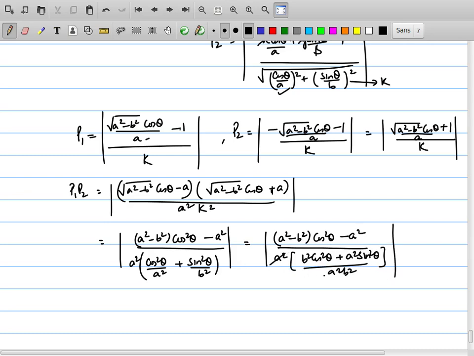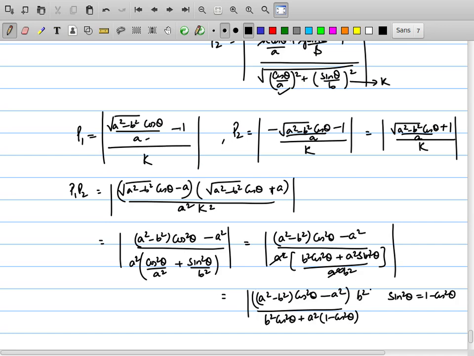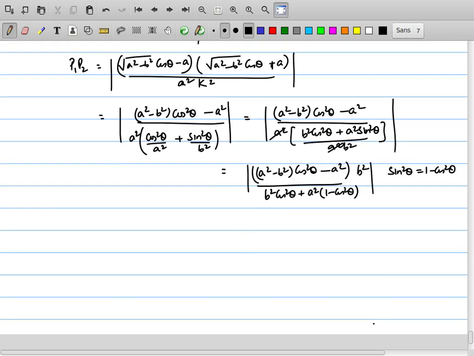A square and a square gets cancelled, and we will have a square minus b square cos square theta minus 1 upon, if we convert this sin square theta into cos square theta, we will have to use sin square theta as 1 minus cos square theta. Why are we thinking of this? Because in the numerator we have just cos square theta, we don't have sin square theta, therefore we are trying to eliminate sin square theta. So b square cos square theta plus a square 1 minus cos square theta, and b square goes in the numerator.